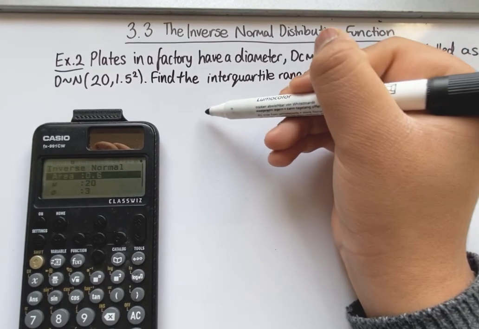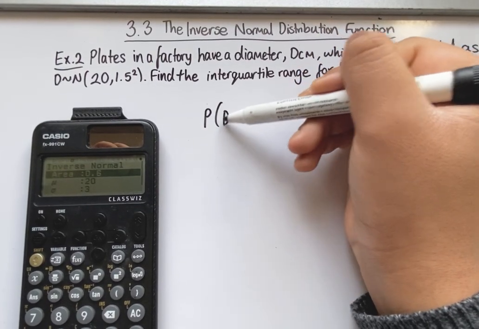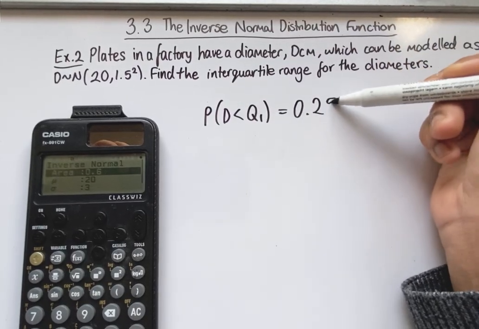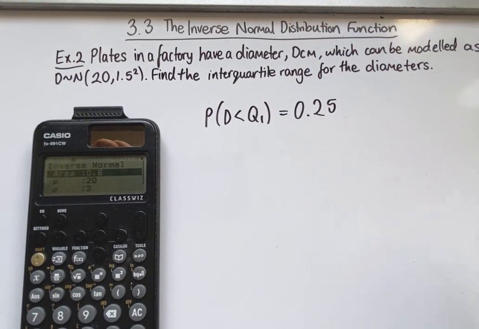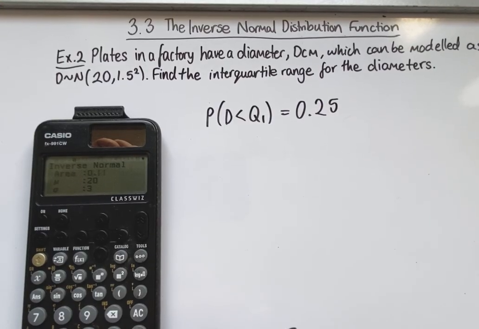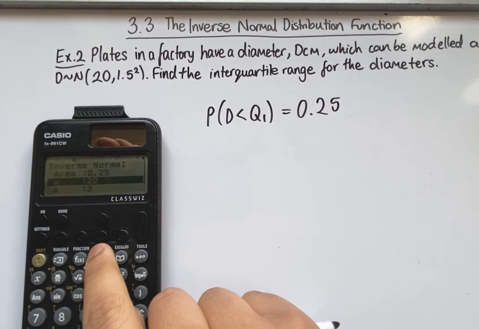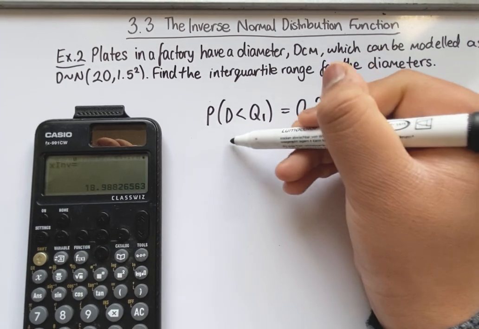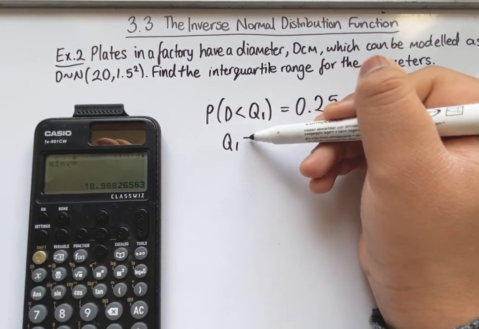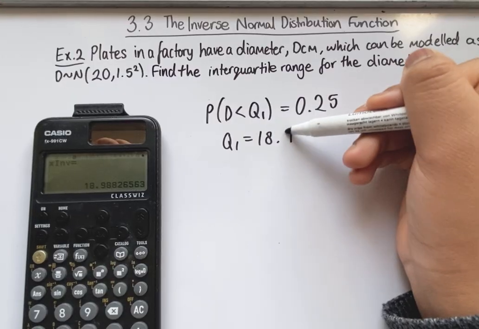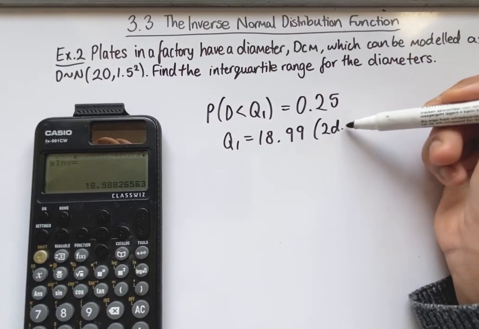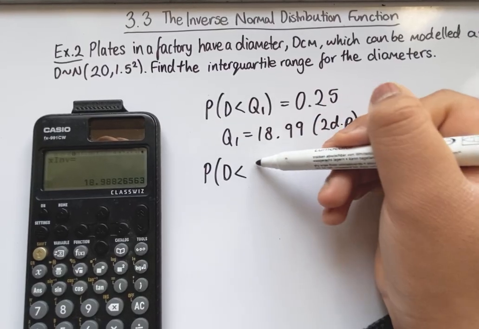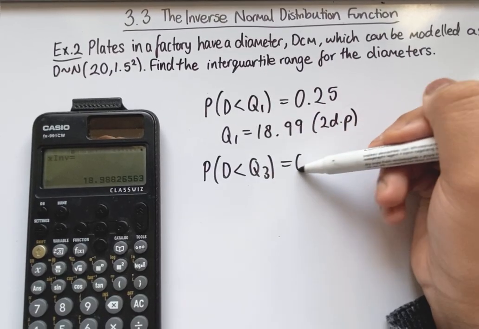Now we know that the probability that the diameter is less than the first quartile will be equal to 0.25, as 25% of the data lies before it. So we're going to let the area equal 0.25 with a mean of 20 but a standard deviation of 1.5. And this will give us that Q1 is equal to 18.99 to 2dp.